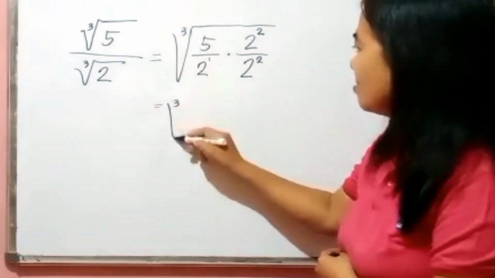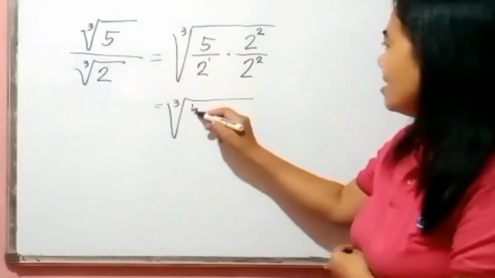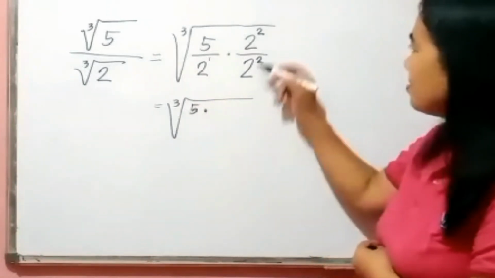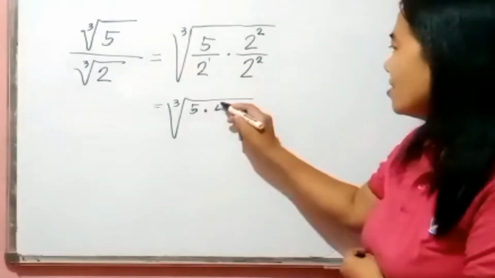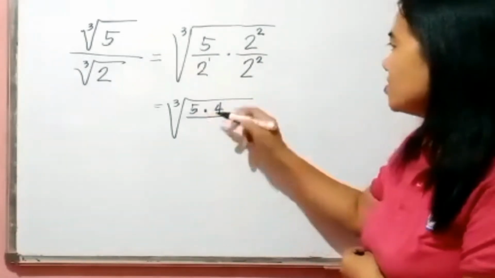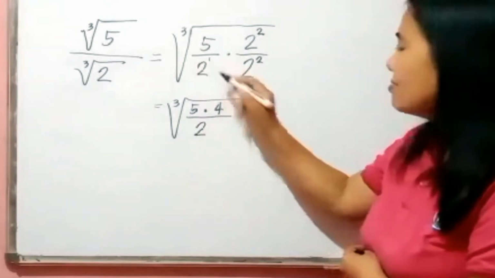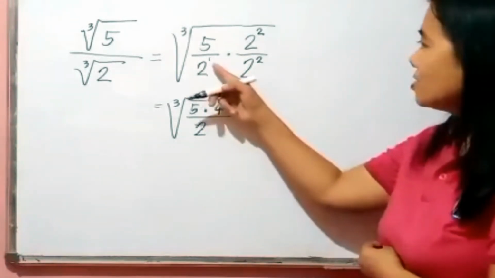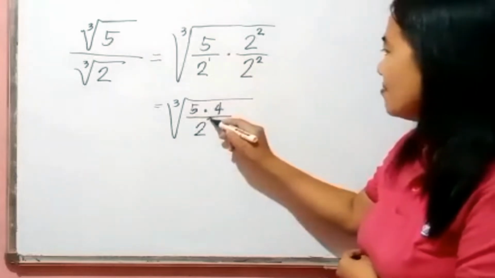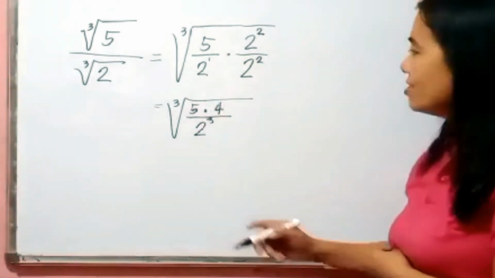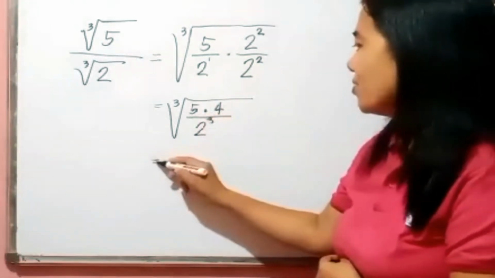So, copy lang muna, no? So, 5 times 2 squared, which is 4. Okay? Tapos, yung dito sa baba, huwag mo na lang yan. Diba? Applying the laws of exponents, 1 plus 2 is 3. So, yan. Ngayon, 5 times 4 is 20.